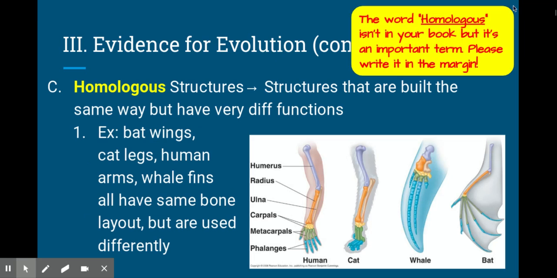Humans use our hands very differently than cats use their legs, which is very different from how whales use their fins, which is very different from how bats use their wings. But we all have a very similar bone structure because somewhere way, way back, we have a common ancestor that also had that bone structure.